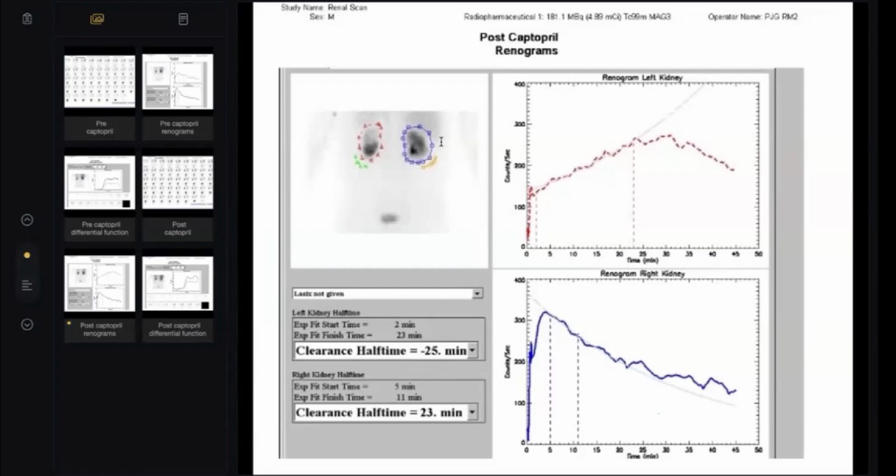Why is clearance time increased in both? Generally speaking, the normal kidney will not be affected by the captopril. The only one that is affected is the left one.